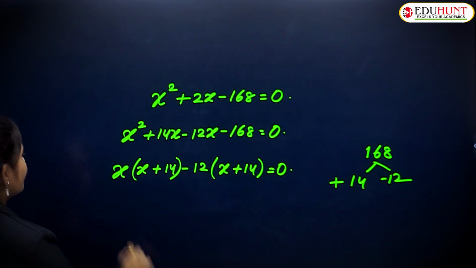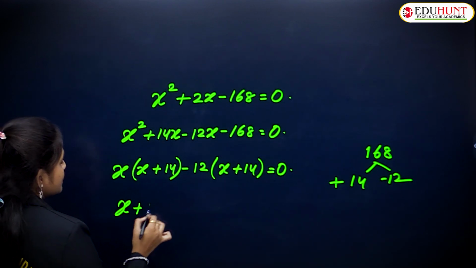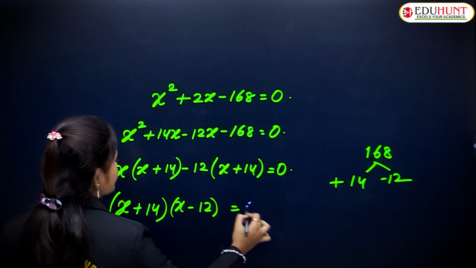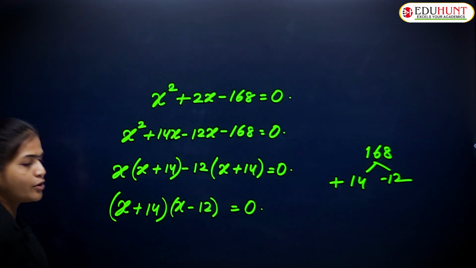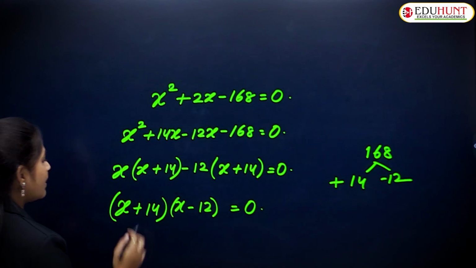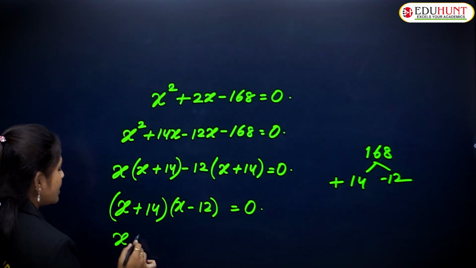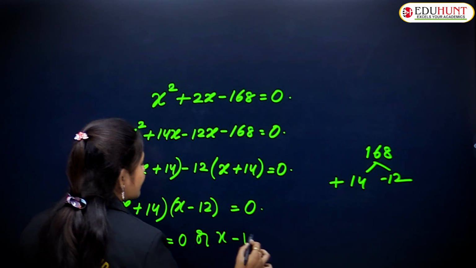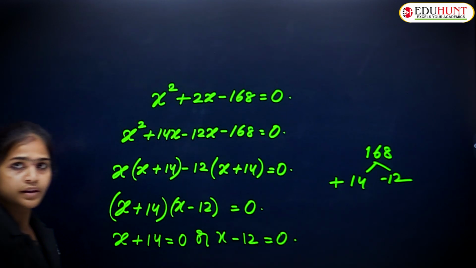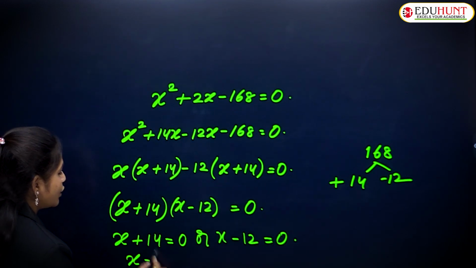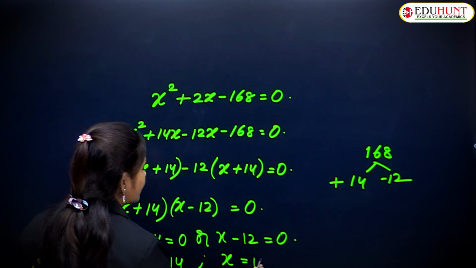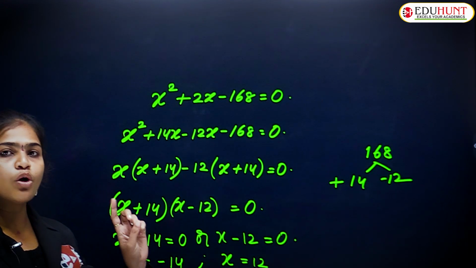Clear? So again take x plus 14 as common, and the leftover is x minus 12, equal to 0. The product of two values is equal to 0 means any one of the values should be equal to 0. So x plus 14 is equal to 0 or x minus 12 is equal to 0. So x is equal to minus 14, and in the same way x is equal to 12. So children, here we got two values.